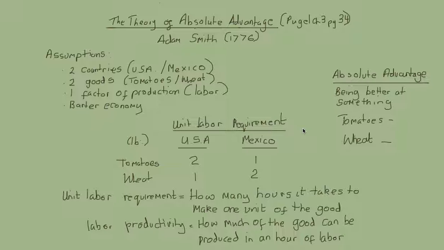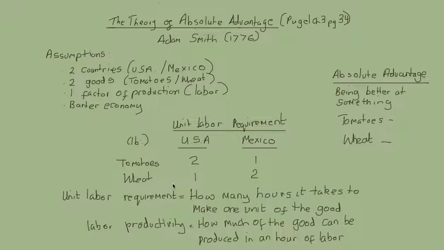So if we look at this table over here, this is a table showing the unit labor requirement in the tomatoes and the wheat industry in the US and Mexico. And let's talk about what these numbers mean. The 2 in the USA tomatoes spot means that it takes 2 hours, let's say the unit is hours, of US labor to make a pound of tomatoes. But in Mexico, it only takes 1 hour of Mexican labor to make a pound of tomatoes.